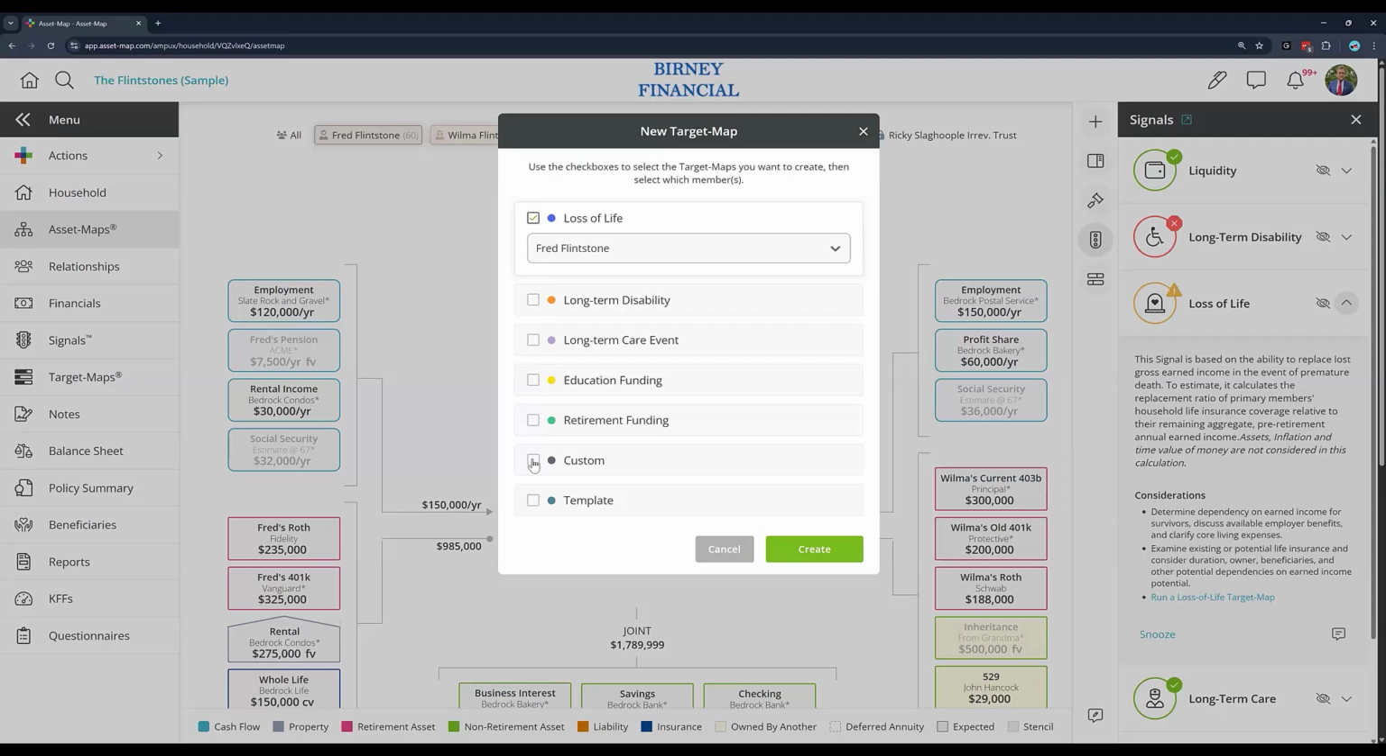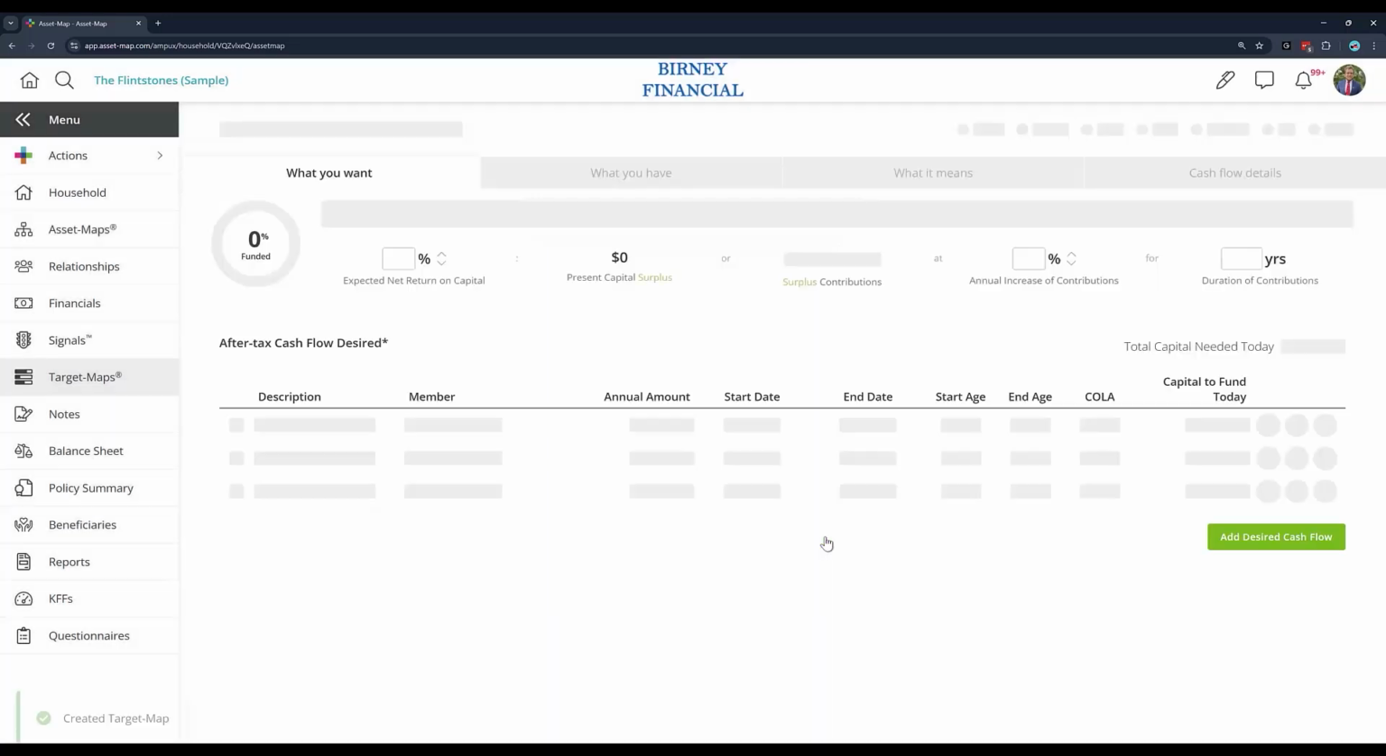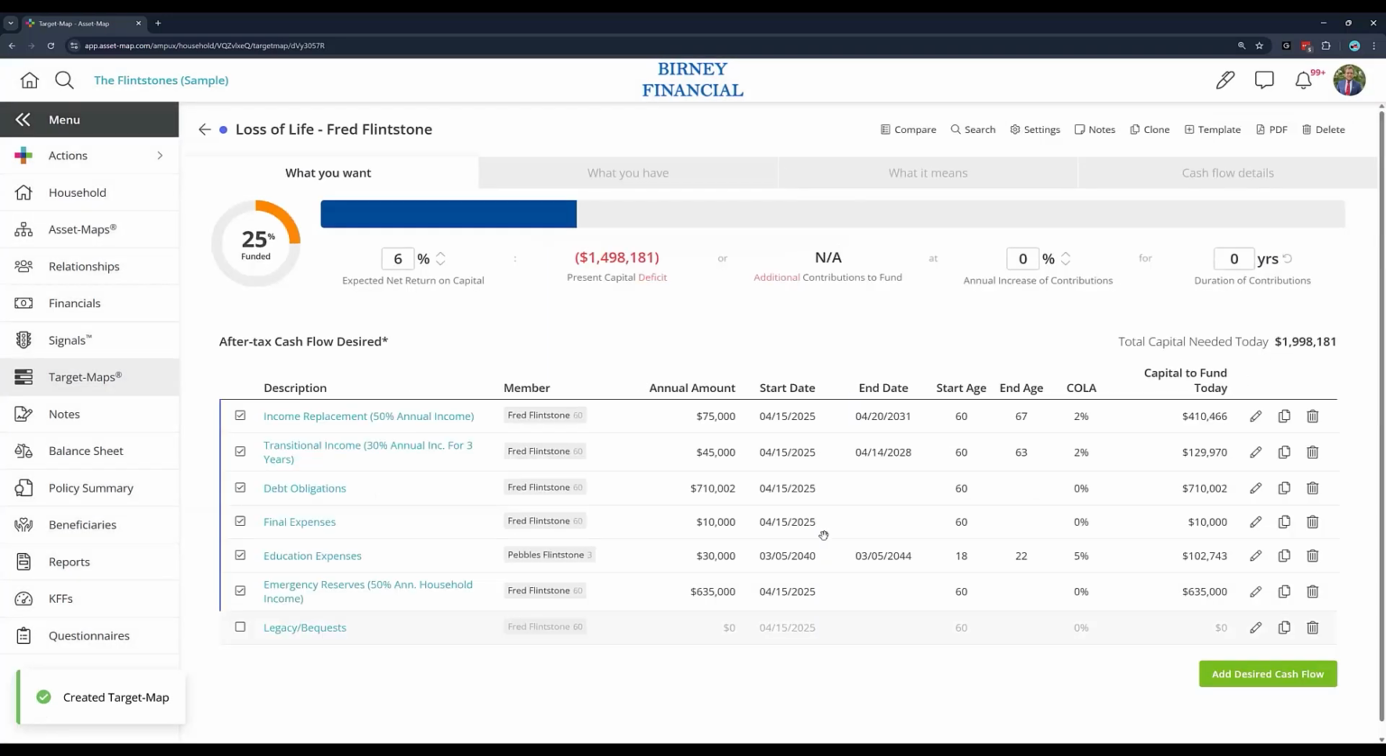What do you want? What is that goal? What do we have towards funding the goal? And what does it mean? So we'll start with loss of life here. Click create, and we'll follow that 3-question approach. The first question is always going to be, what do you want? What are the goals we are funding for here?